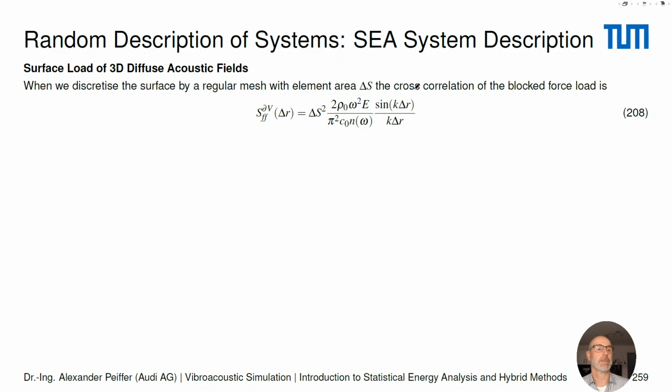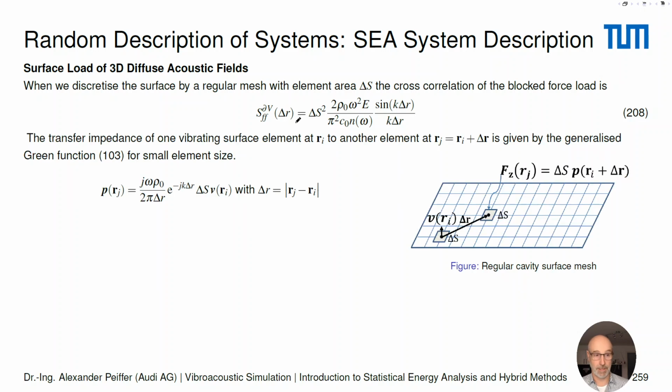And then this helps us to change the pressure formulation to a blocked force. Because pressure times the surface gives us the force that is exciting the boundary. And if you do so, we get again this expression where we have a delta S square on top of this formulation. So this is a discrete form of two elements on a regular grid with such element sizes. Okay, so this is the excitation part.